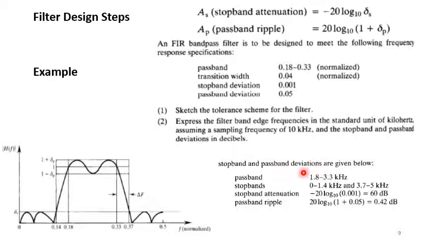So we have this one, the pass band. Then we have the stop band on this side, so it will be 0 to 1.4 kilohertz and 3.7 to 5 kilohertz. That's the stop band to the right side. Now for the stop band attenuation, we have 0.001. So we have the equation to express the stop band in decibels.